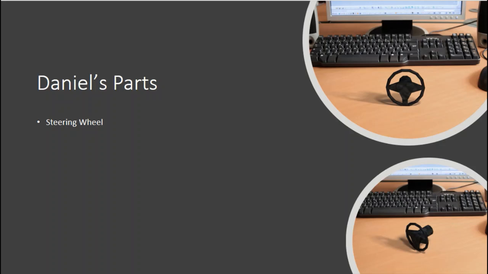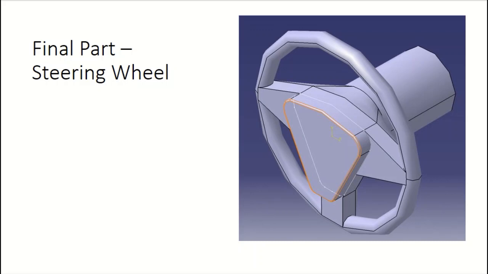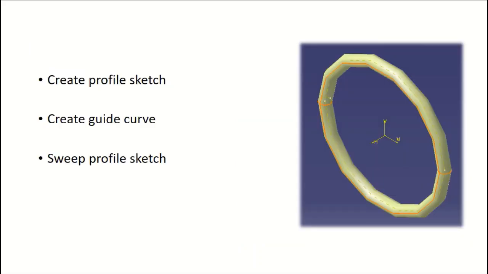So my part of interest will be the steering wheel. The following slides will talk about the design process and complexity of making this part. Here's the final designed steering wheel. So the first step was to create a profile sketch, which was followed by creating a guide curve. This was then used with the sweep tool to create this profile here in GSD.